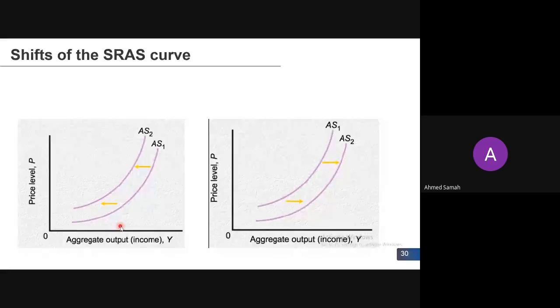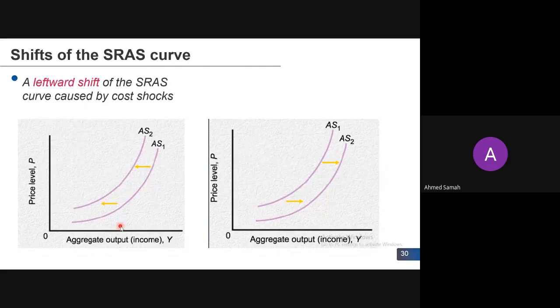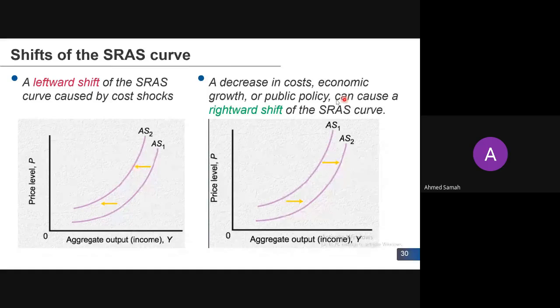So a leftward shift of the short-term aggregate supply curve is caused by cost shocks. Cost shocks will cause the short-term aggregate supply curve to shift left. A decrease in costs, economic growth, or public policy can cause a rightward shift of the short-term aggregate supply curve, as I have explained.